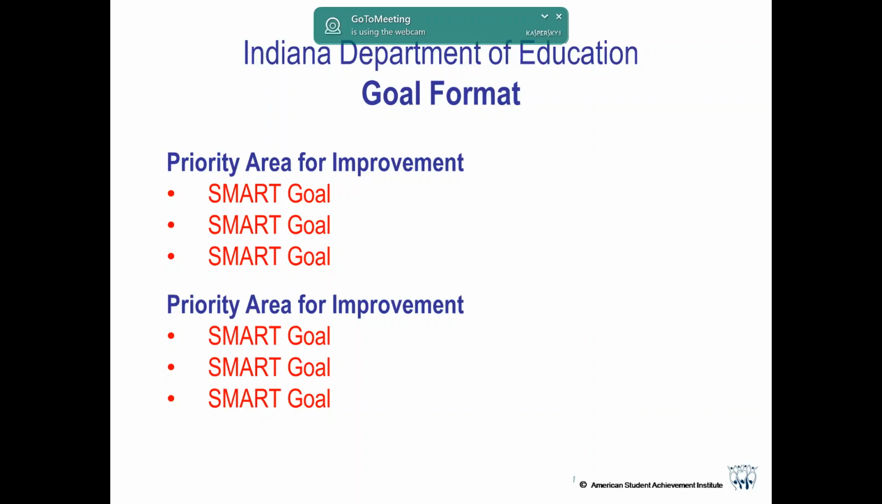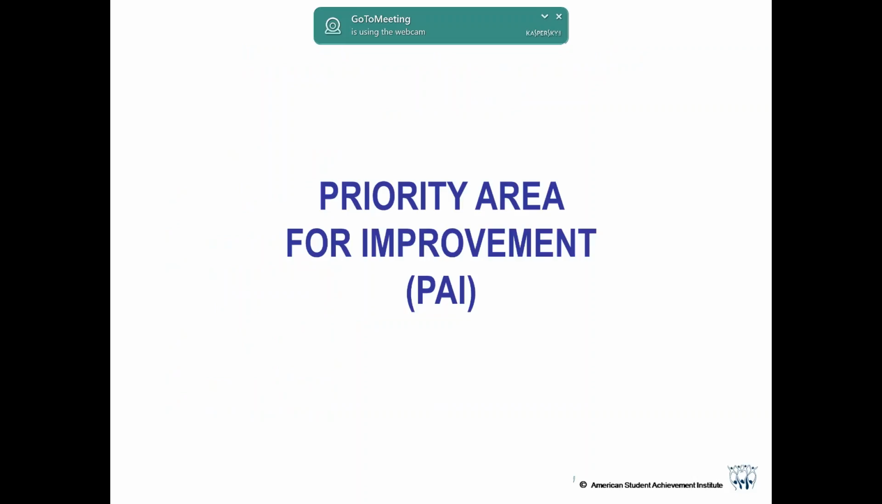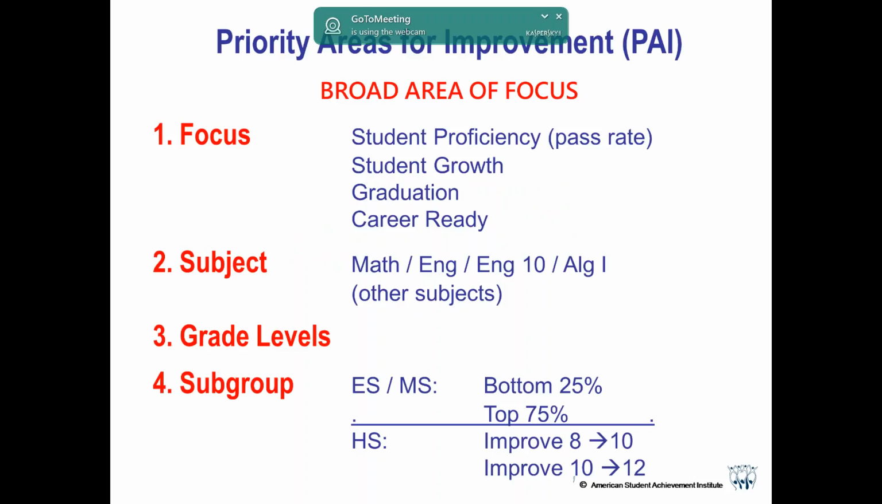So I guess the thing to remember here is that we've got two different levels of goals. The broad focus areas are your PAIs, and then your SMART goals will fall under your PAIs. Okay, so let's talk about those broad areas first, your PAIs, and let's really make sure that you understand what those are. That's the first thing you're going to come up with when you start doing your goal setting. So again, I would think of these as broad areas of focus.